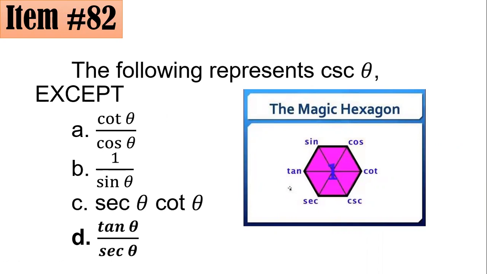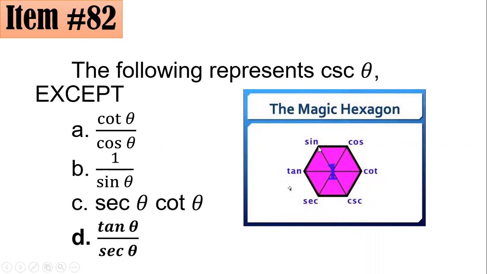Another identity is any function, as long as defined, is equal to 1 divided by the opposite function. So you see, cosecant is equal to 1 divided by sine. So B po is correct. And another thing is, in this hexagon, any function is equal to the product of the two immediately adjacent functions. Like this one po.